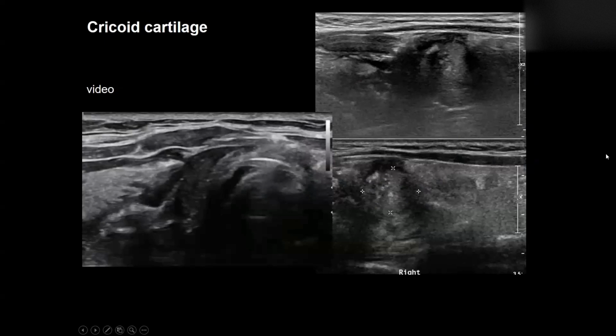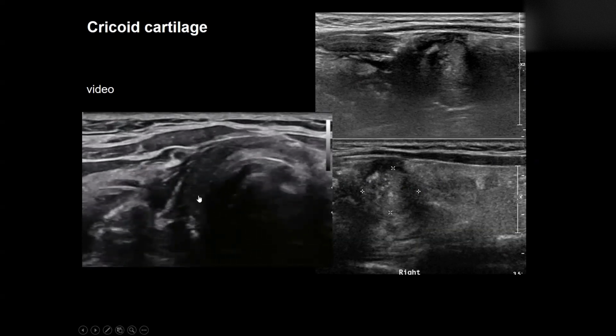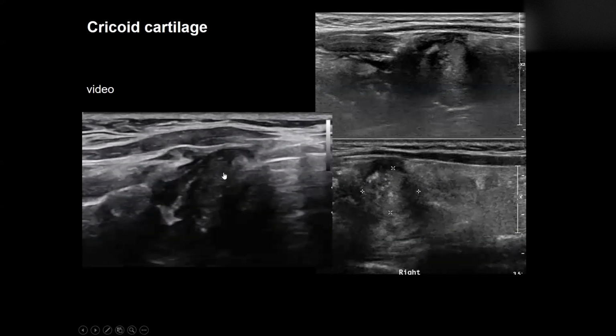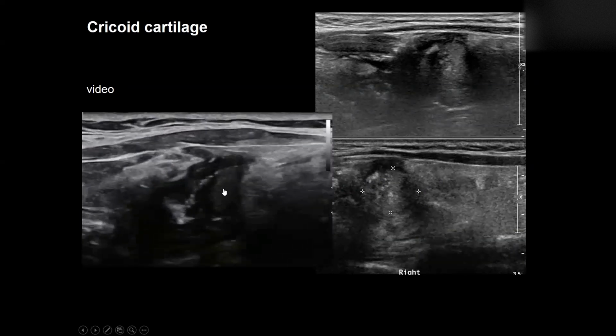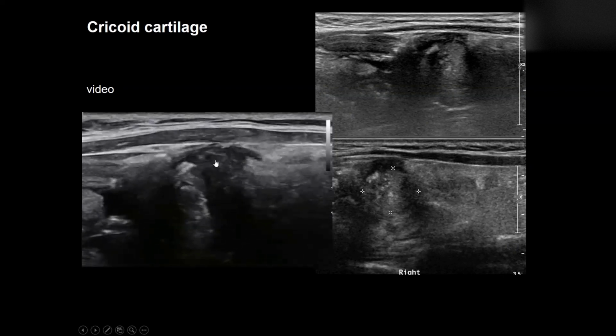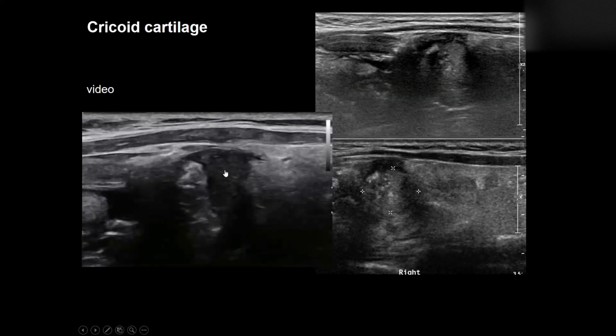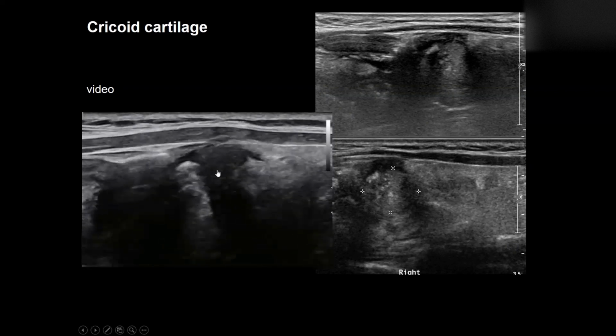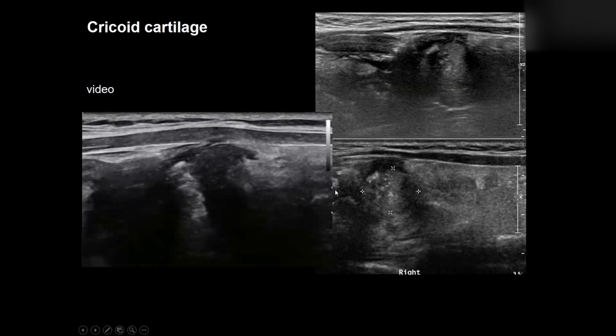This time, let's just focus on the cricoid cartilage. This is a cricoid cartilage on transverse US. I will turn the US probe clockwise. You can find the normal cricoid cartilage on longitudinal US, which looks like a mass. Each person has a different ossification of cricoid cartilage, so the calcification looks different.